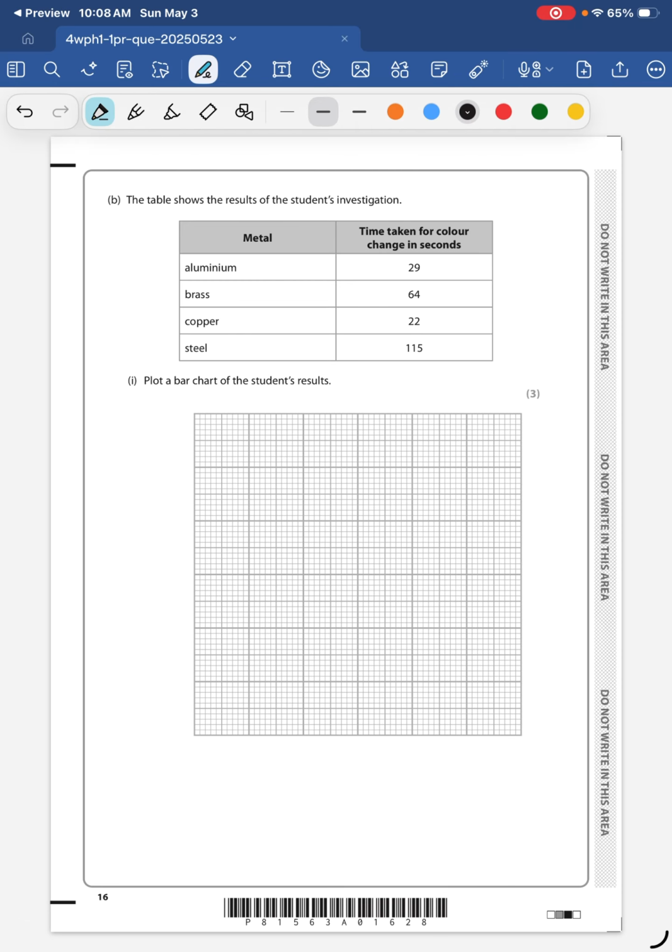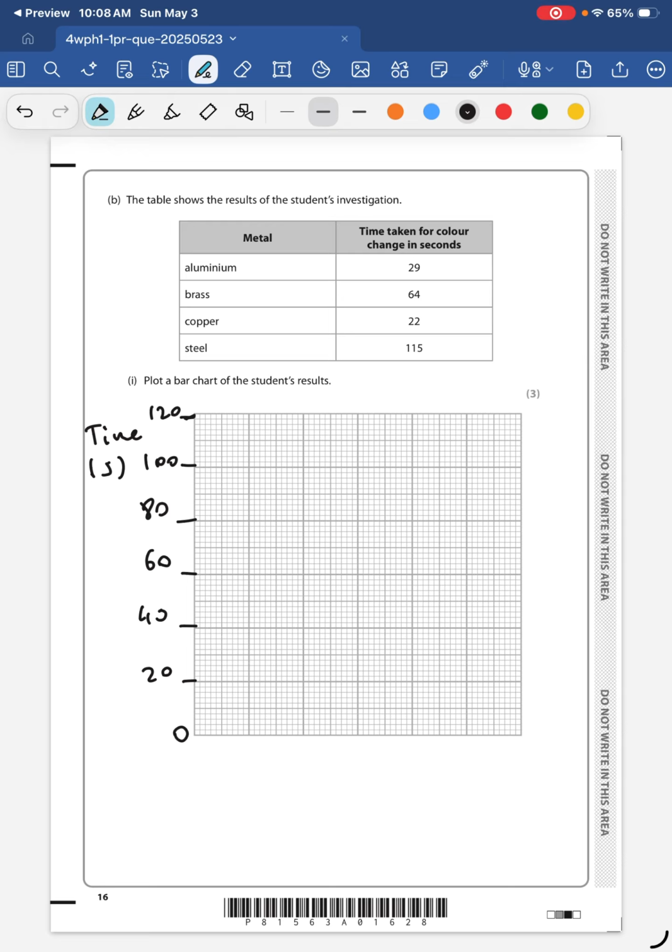B, the table shows the results of the student's investigation. So for aluminum, it takes 29 seconds, for brass, 64 seconds, and so on. Plot a bar chart of the student's results. Okay, so the maximum time is 115. So we can say that this axis is going to be the time in seconds. So that's 0, 20, 40, 60, 80, 100, and the top is going to be 120.